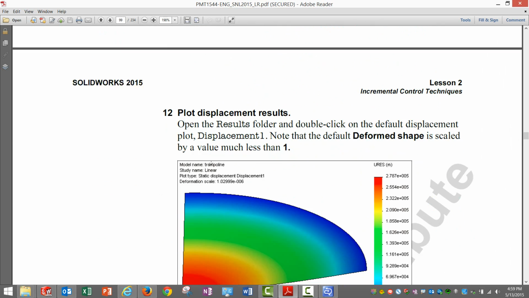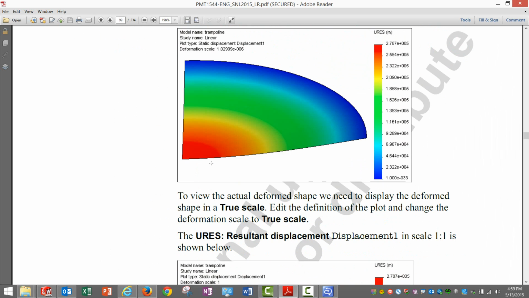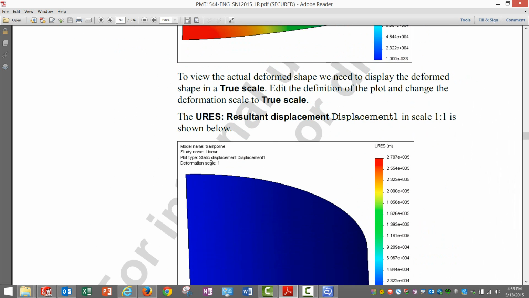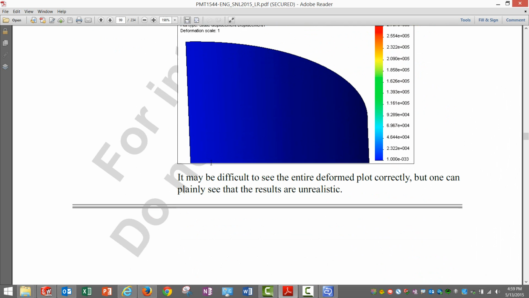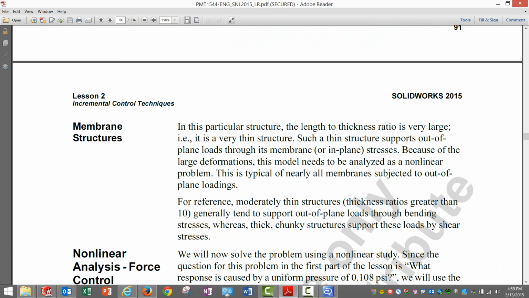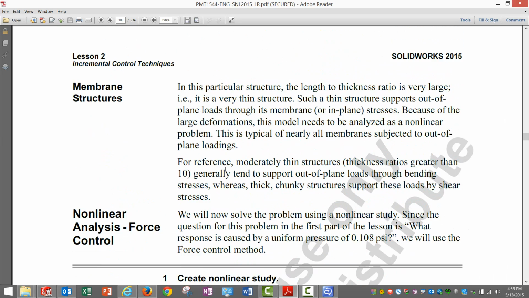So if you are interested, you can of course try it with the large displacement option selected. You can see a little bit of change, but ultimately we'll see these weird results. Okay, and a bit of explanation on why we are seeing this.